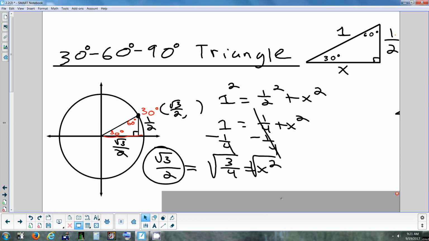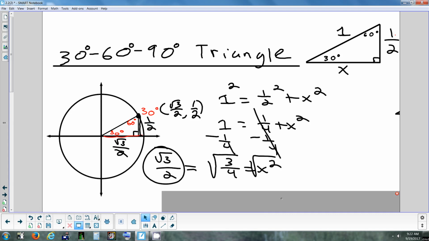And Faith, from that point, how far up? Yeah, you're going to go up 1/2. So that's the coordinate for 30 degrees. Square root 3/2, comma 1/2. Remember that 30 degrees is the smaller angle. It's across from the smaller side. 1/2 is about 0.5. It is 0.5. 60 is the bigger angle. It's across from the bigger side. If you take the square root of 3 and divide by 2, it's about 0.86. So square root 3/2 is a little bigger than 1/2.